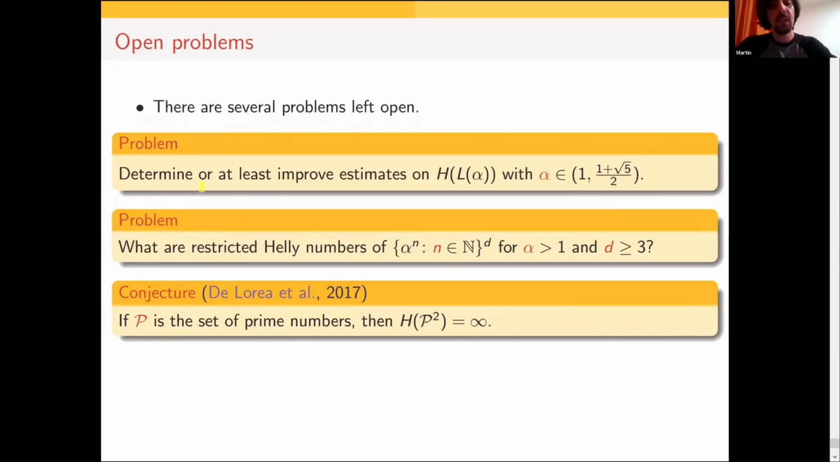So this p squared product set. They believe that the Helly number of this creature should be infinite. So this is their conjecture. It might be actually the case. There is a lower bound found by computer, which shows that this is at least 13.